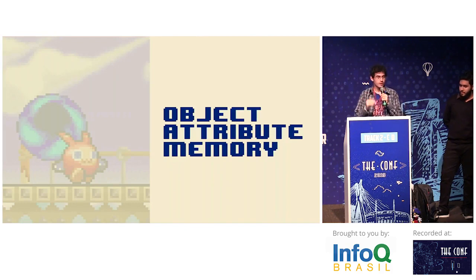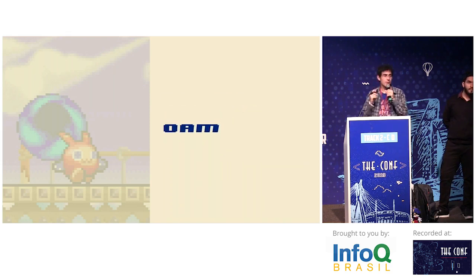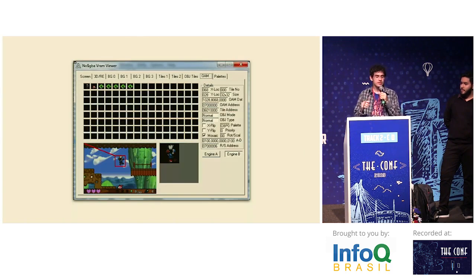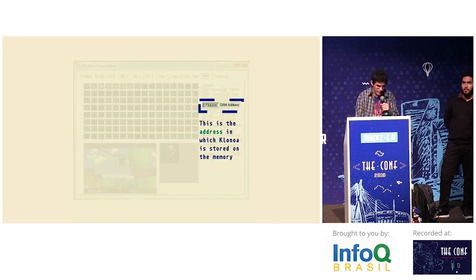Before understanding what attaches Klonoa to the floor, we need to approach another important feature of GBA, the object attribute memory. The abbreviation is just OAM, and I will use it from now on. Since the GBA is hardware to play games, it has many features to work well with games. One of these is OAM. It looks like a tile, but you can move it and change its sprites and size. And using a tool from No$GBA, we can see the address in which Klonoa is stored in memory. It's stored at this number.